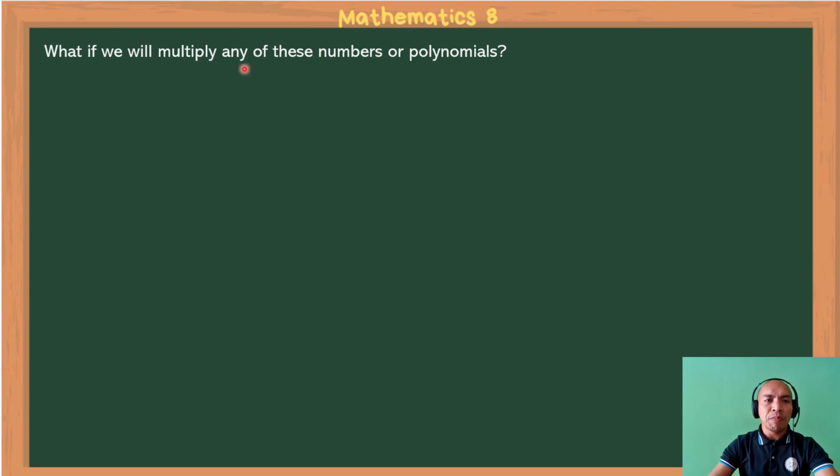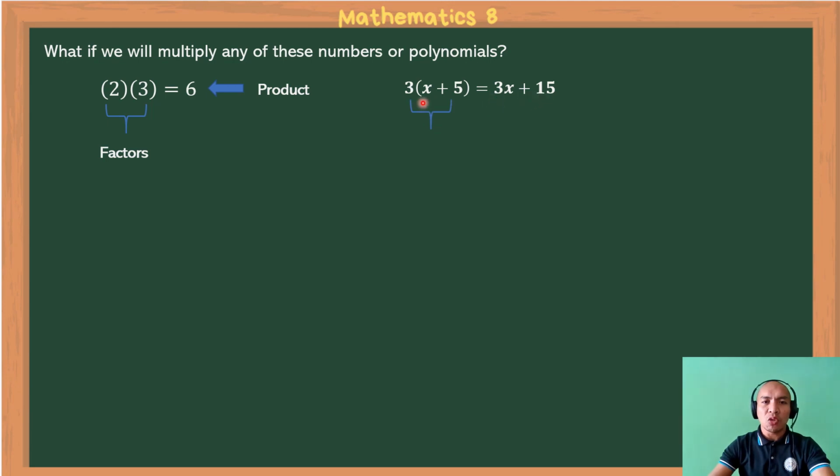What if we multiply any of these numbers or polynomials? For example, if I multiply 2 and 3, the result is 6. How do we call these numbers? We call them factors. The resulting answer, we call a product. If we have the expression 3 times the quantity x plus 5, the answer is 3x plus 15. Using the distributive property, 3 times x is 3x, then 3 times 5 is 15. So 3 and x plus 5 are the factors, and 3x plus 15 is the product.